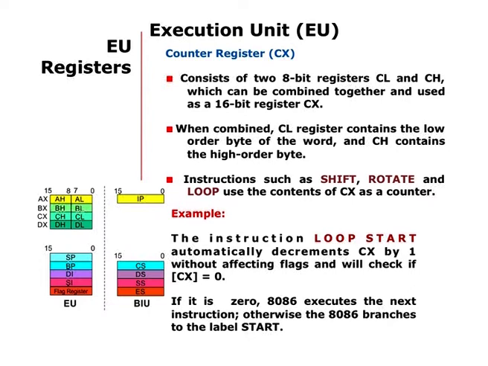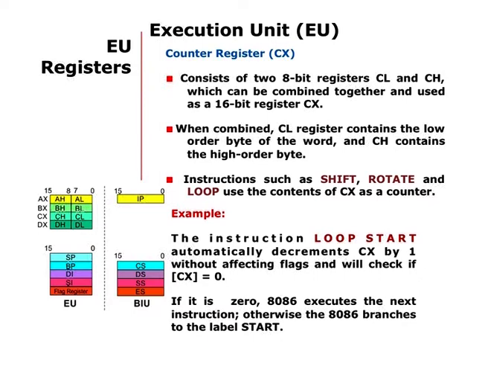For example, during the execution of the loop instruction, for each cycle of execution CX is decremented by 1 without affecting flags and will check if CX is 0. If it is 0, 8086 executes the next instruction, otherwise the 8086 branches to the label start. This start is nothing but the label, or we can say the beginning of the loop, and it will be continuously executed unless and until CX becomes 0.